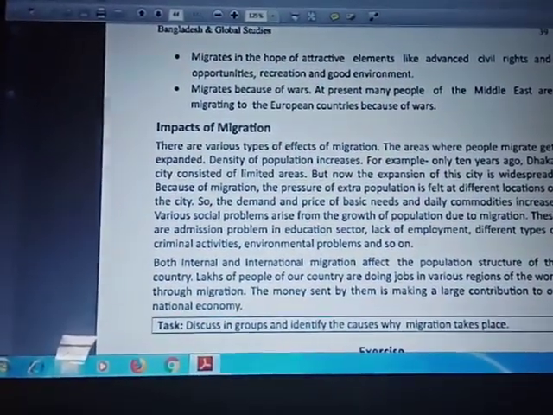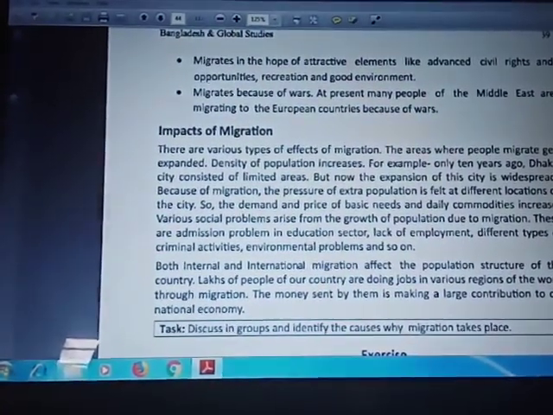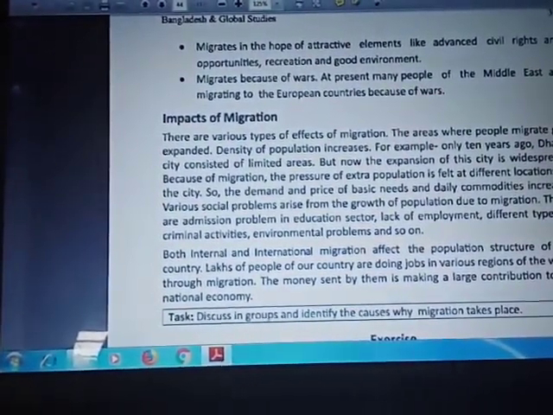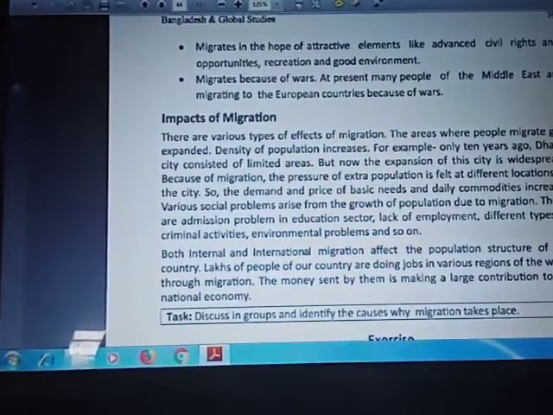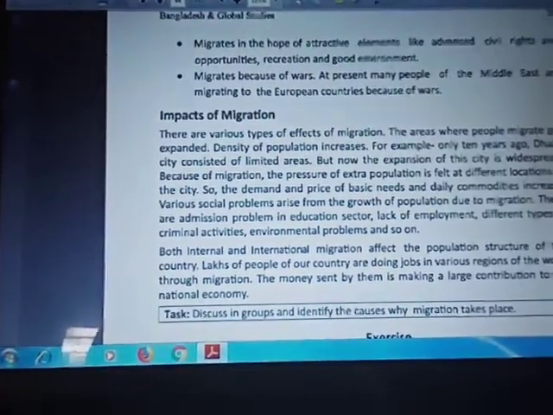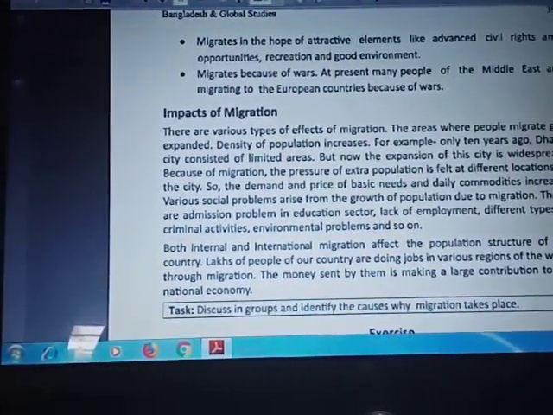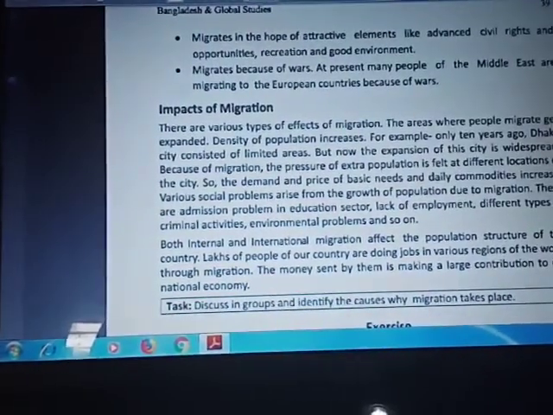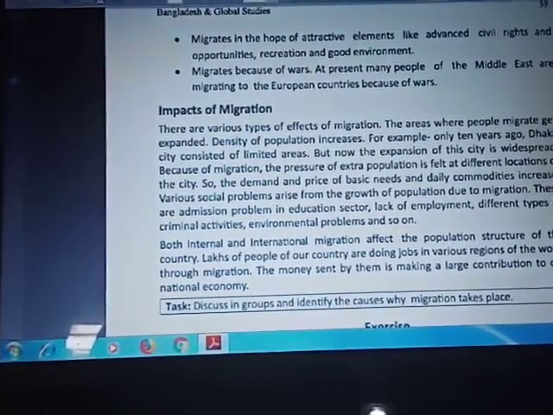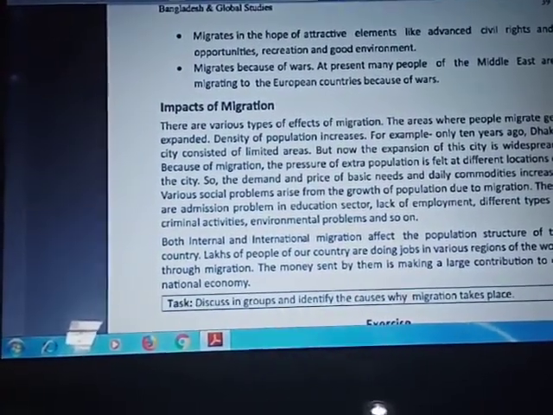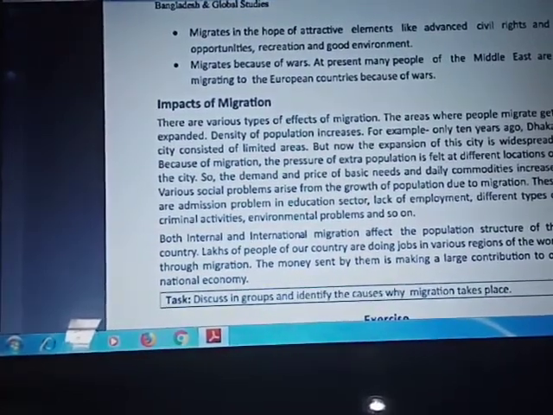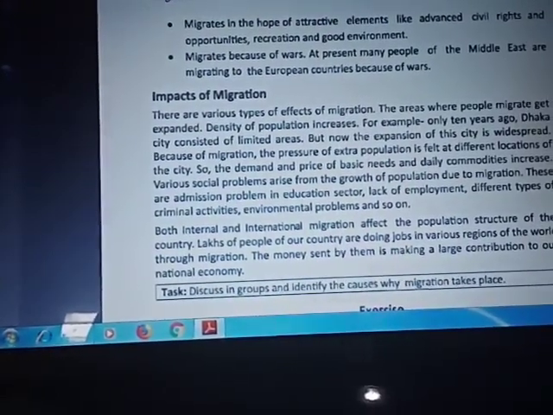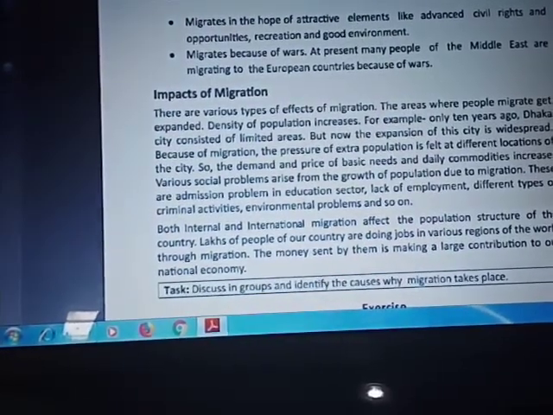The demand and price of basic needs and daily commodities increase for the overloaded people. Various social problems arise as the population grows due to migration, and more slums are created. There are admission problems in the education sector, because limited seats are there in the city, and people are more. There is lack of employment, different types of criminal activities, and environmental problems are high, because the air of Dhaka city is full of lead in the air of Dhaka city. For this reason, the environmental problem is high.